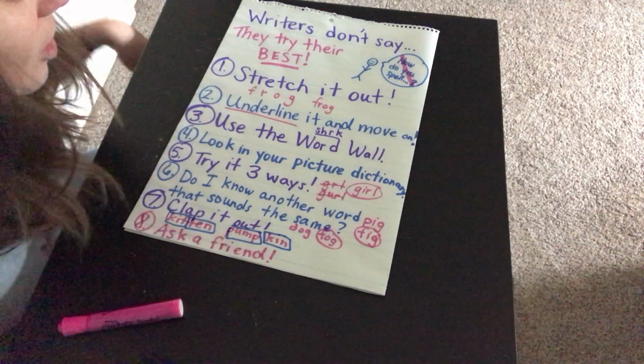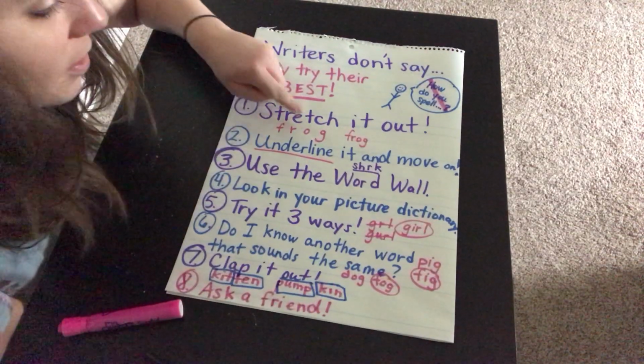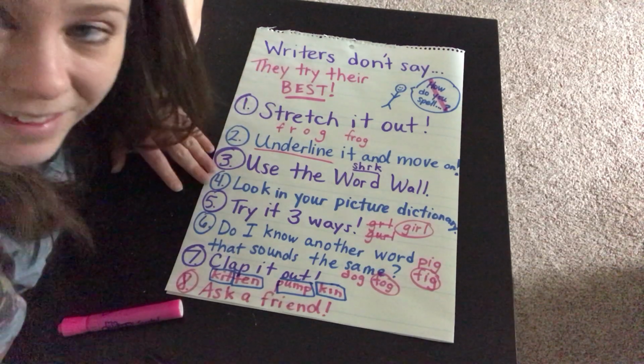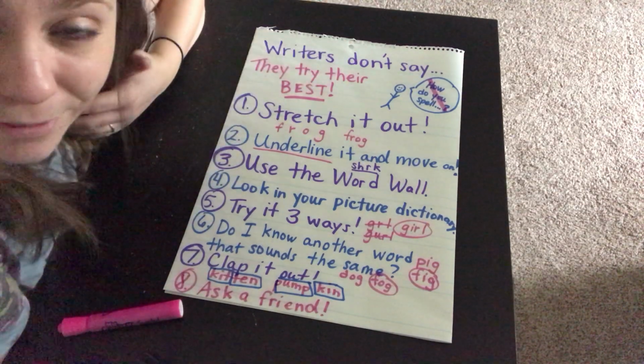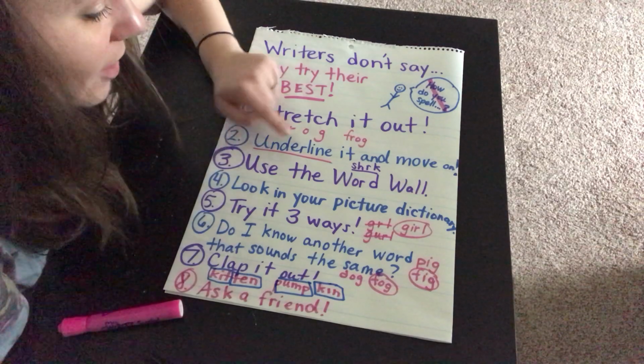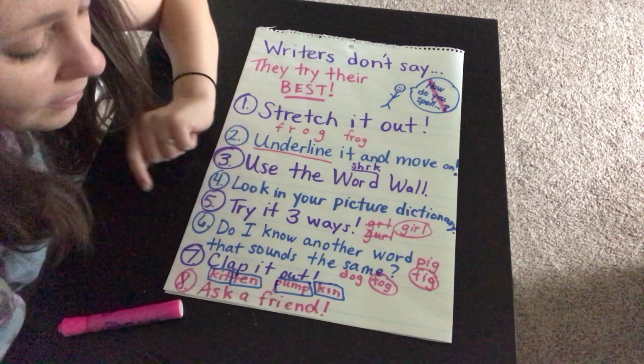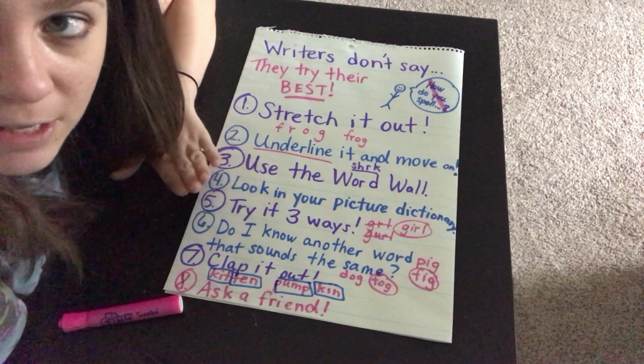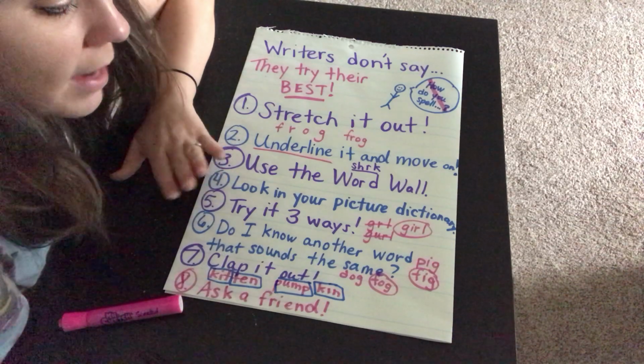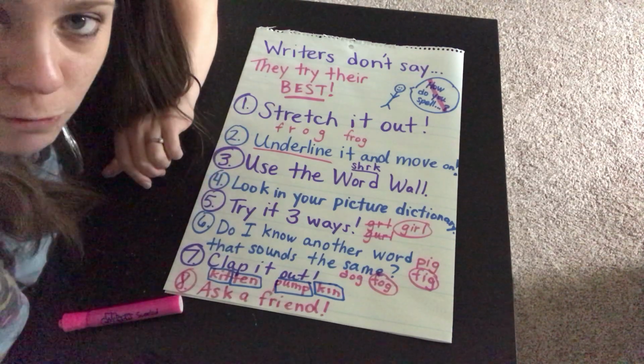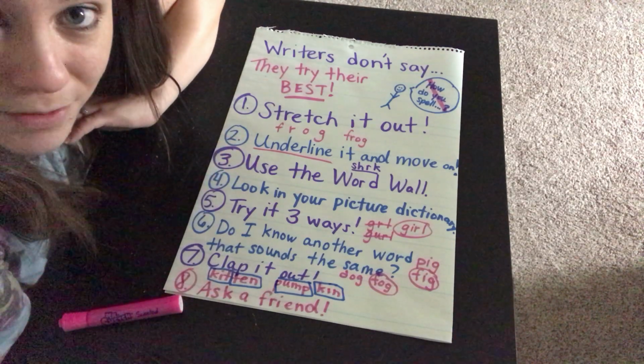So remember to always try your best when you're spelling. Use these different strategies, and then that's all that you can do. I'll be so happy if I see that you're trying your best and looking in these different places. This is called using your resources. When you try different things, you look in different places for words. That's what good writers do.